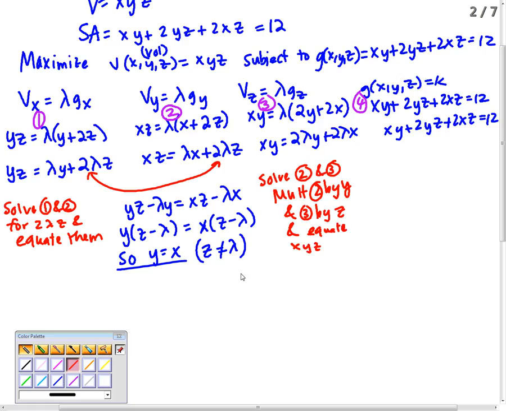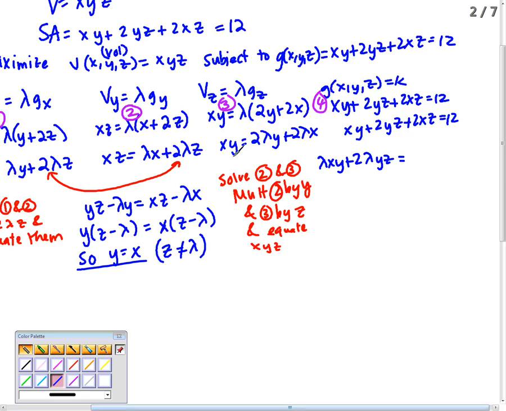Couldn't you just pull out a 2 out of 3 and solve for lambda x? You can do that too. So if I multiply this one by y, I get lambda xy plus 2 lambda yz equals, can I scoot over? Okay. Equals, multiply this one by z, 2 lambda yz plus 2 lambda xz. Is that okay?